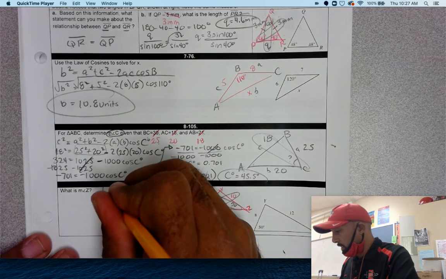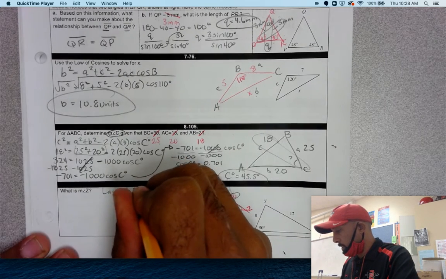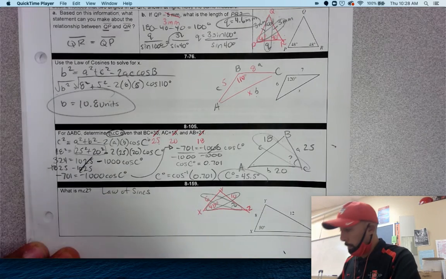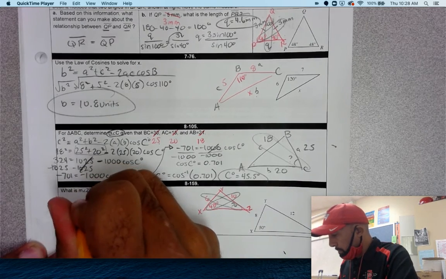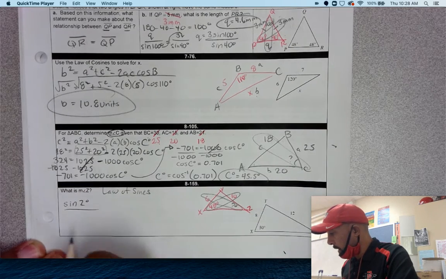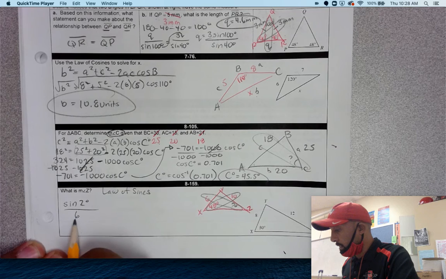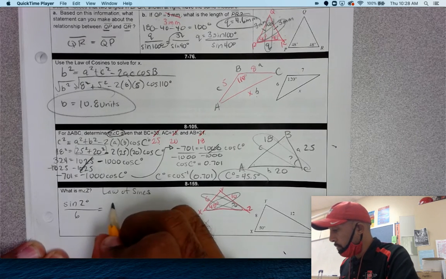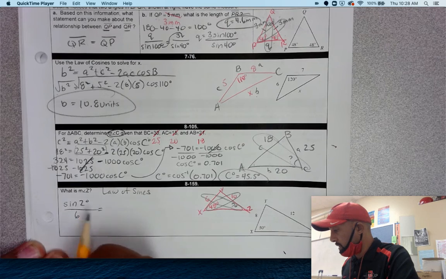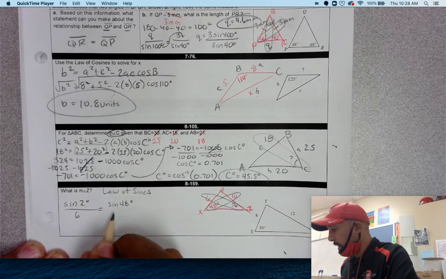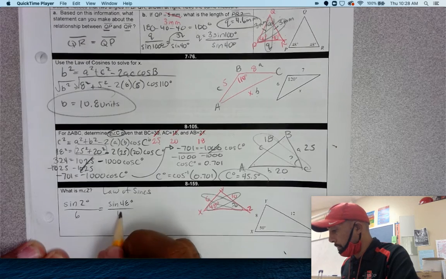Let me write that down. Law of sines. Remember, we're looking for the angle, so we'll put the sine of the angle on the top. So sine of angle Z, and then the opposite side on the bottom, equal to the other pair. Remember, we're doing the angles on top, so we want sine of 48 on the top. And then on the bottom, we're going to put the 10.